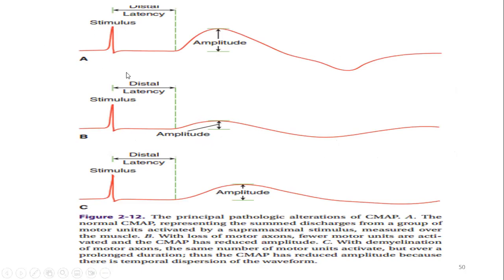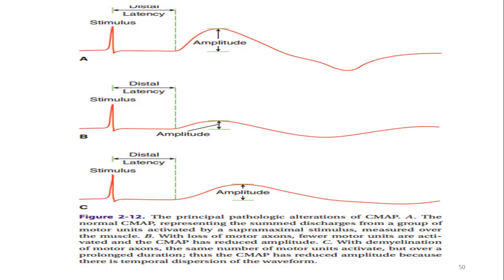This diagram shows the normal motor action potential. When there is a stimulus, there is a distal latency between the stimulus and the onset of the compound muscle action potential. This is the normal amplitude. In the case of axonopathy, an axon disorder, the latency is normal but the amplitude is significantly reduced. While in conduction slowing, what will happen? Conduction slowing is usually associated with myelin disorders or myelinopathies.